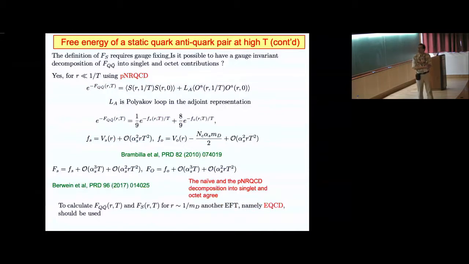So the question is, can you understand this decomposition of your free energy into singlet and octet contributions on more general grounds? And the answer is yes, if you consider an effective theory approach, namely potential NRQCD. The idea is that in NRQCD, you can integrate out the heavy quark out of your theory, so you have a non-relativistic theory. But if the distance between the quark and anti-quark is much smaller than any other scale in the problem, let's say Lambda QCD or 1 over the temperature, then you could also integrate out the inverse of the distance. That gives you an energy scale, which you can integrate out and arrive at an effective theory called potential non-relativistic QCD. In this effective theory, the degrees of freedom are soft gluons, which have energies much smaller than the inverse separation between the quark and anti-quark pair.